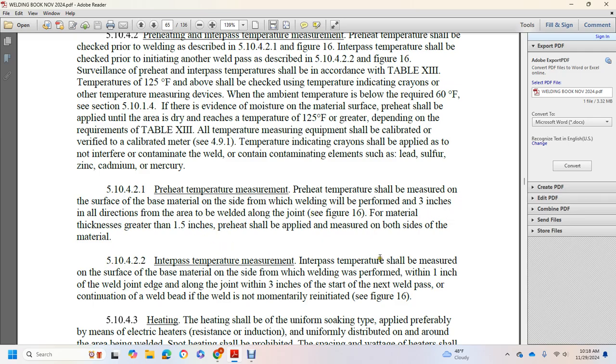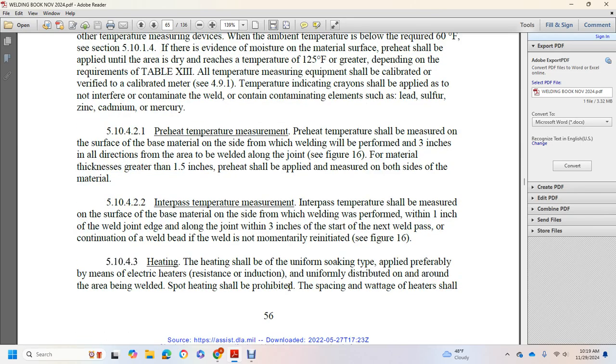Interpass temperature measurement. Interpass temperature should be measured on the surface of the base material on the side of the welding performed, within 1 inch of the welded joint edge and along the joint within 3 inches. Start the next weld pass or continuation of the weld for a weld that is not momentarily reinitiated. See figure 16.